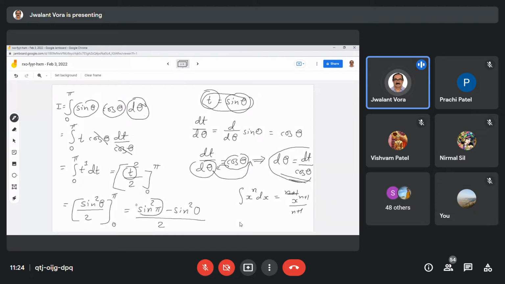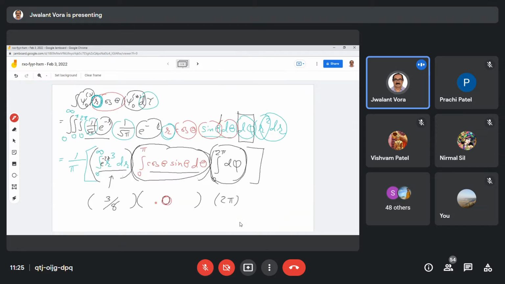Now sin square pi is equal to sin pi into sin pi. Sin pi value is 0, so 0 into 0 is equal to 0. Sine square 0 is equal to sine 0 into sine 0. Sine 0 is also equal to 0. So 0 minus 0 upon 2 is equal to 0 upon 2 is equal to 0. So the central bracket will come out to be equal to 0.